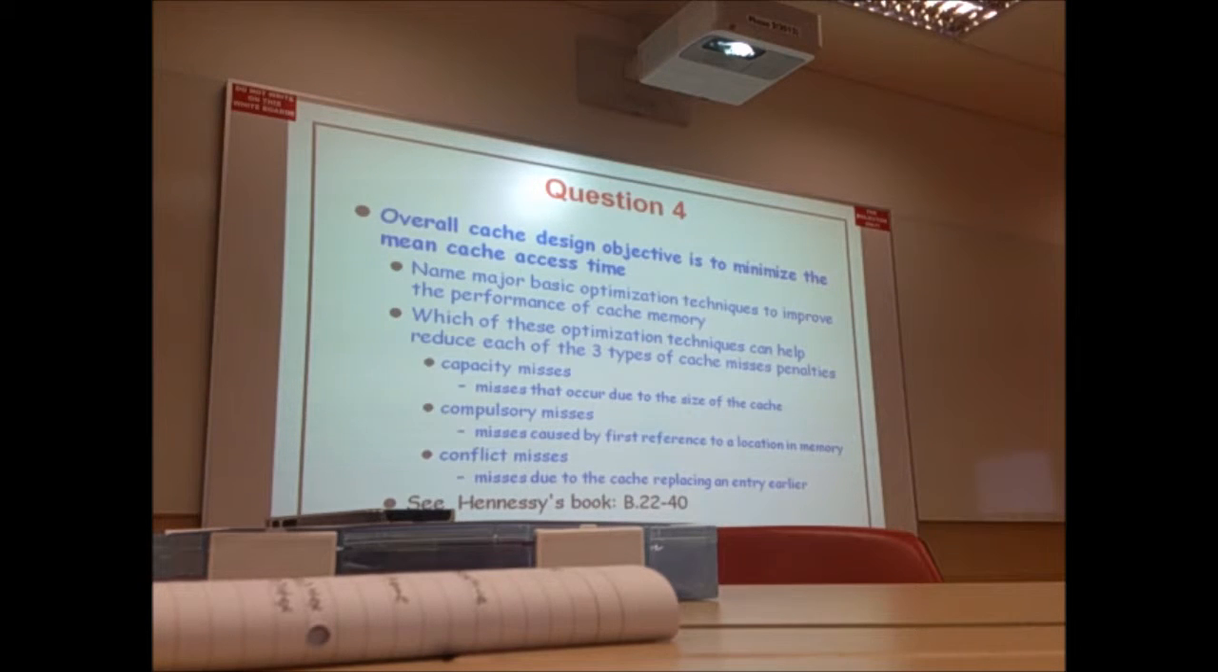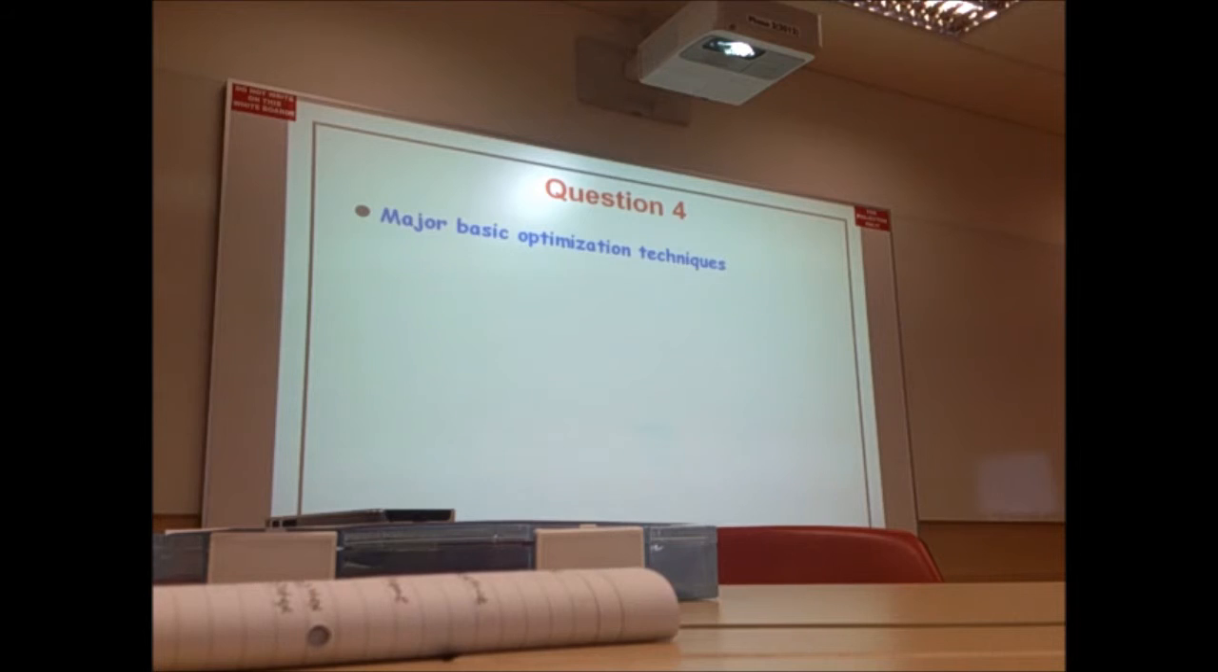Okay. So first of all, you can have a larger cache, and that will help to reduce the capacity misses, and also having a larger cache means you can have more cache frames in general, so therefore that will help to reduce the conflict misses.